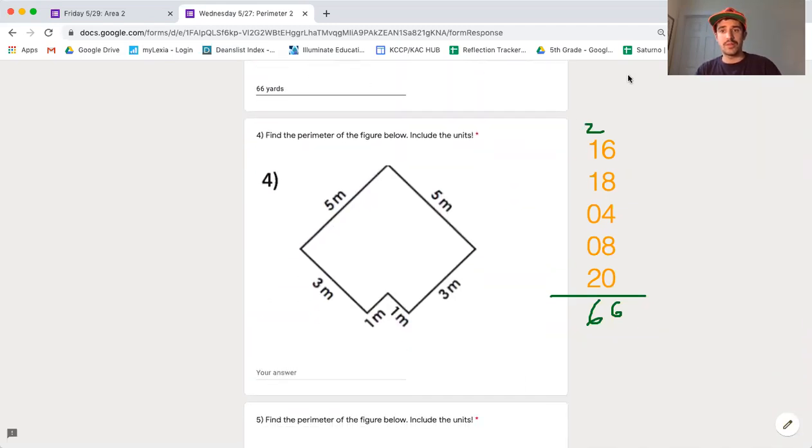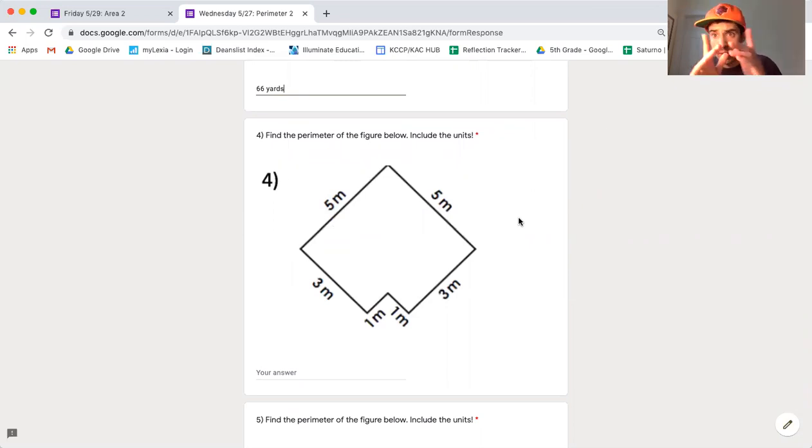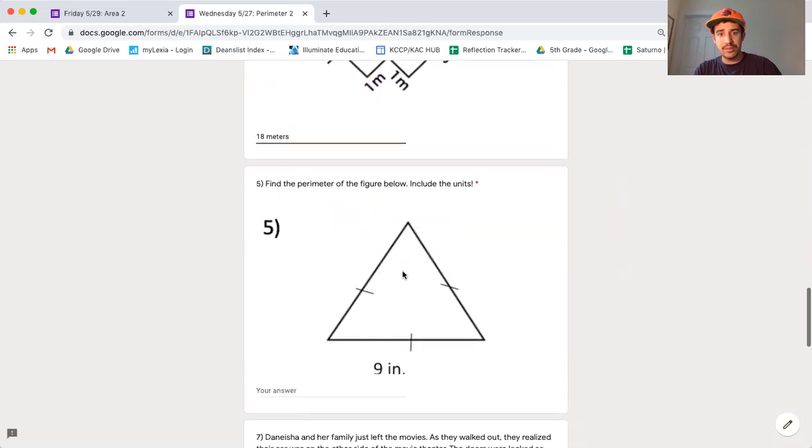Number 4, I'm going to find the perimeter. I'm going to use that same way that I just did, just to add up all the sums of the perimeter. So let's do it, shall we? 5 plus 5 plus 3 plus 1 plus 1 plus 3. All right, 5 plus 5 is 10, plus 3 more, 11, 12, 13, plus 1, 14, plus 1, 15, plus 3, 16, 17, 18. Should be 18 meters.